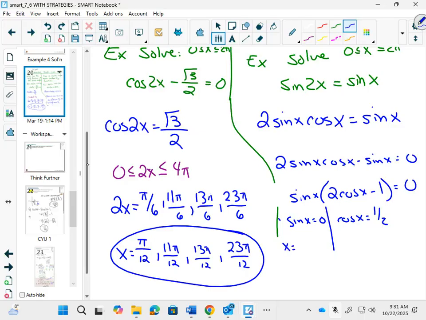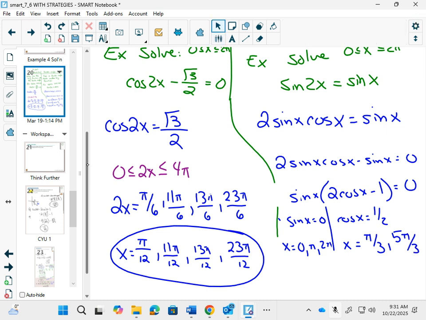This happens at 0, pi, and 2 pi. And was 2 pi included? Yes, I checked my domain. And cos of a half is pi over 3. And 5 pi over 3.